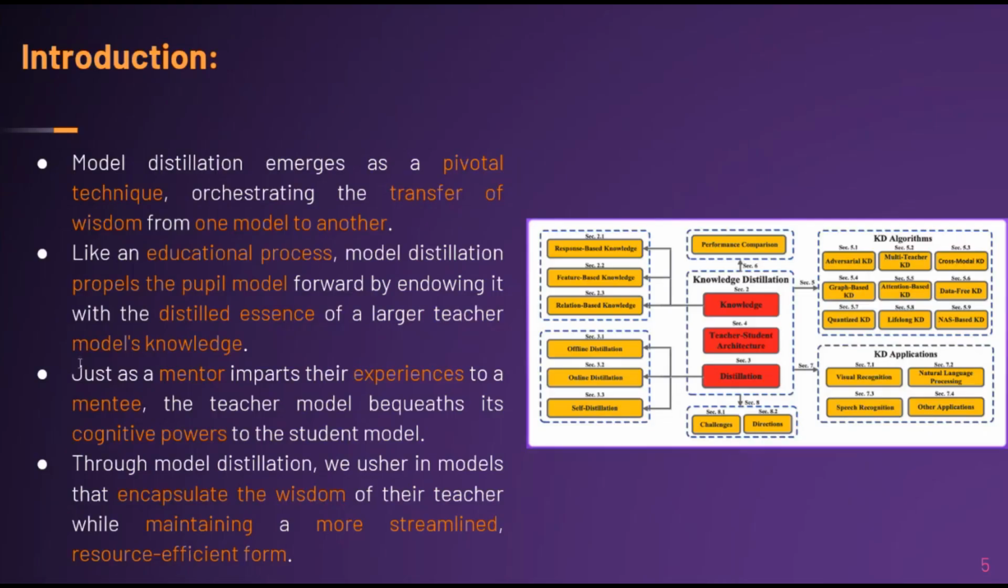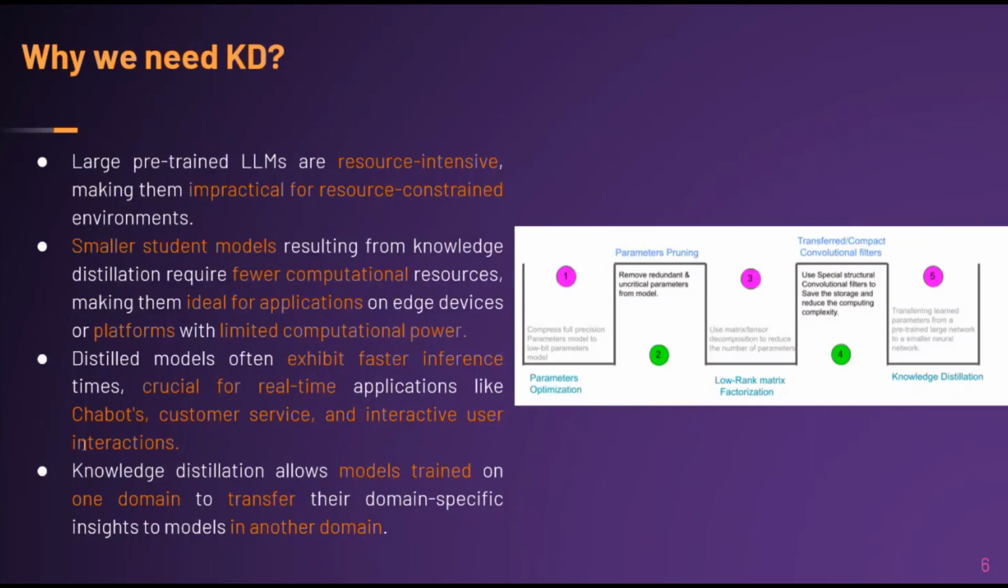So I basically think of it like a teacher passing on their wisdom to a student, but in the realm of AI. So we will uncover how we can take the brilliance of a big complex model and compress it into a smaller and smarter one. So let's roll up our sleeves and get into the main thing.